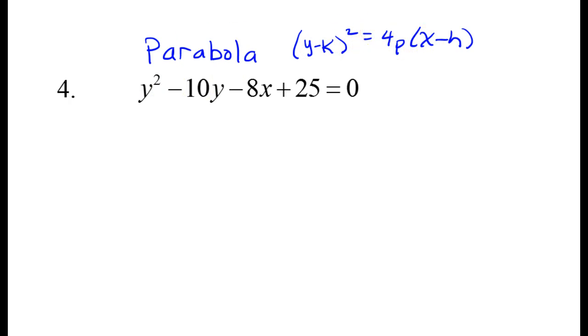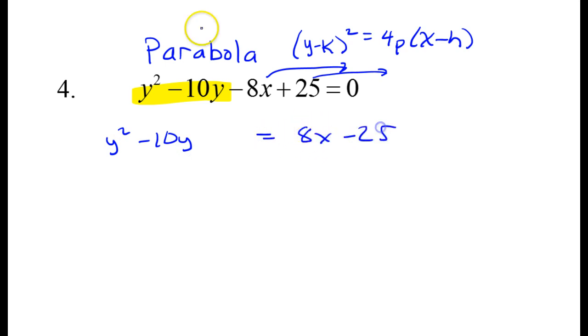To make this happen, I need to have the y terms on the left side of the equation, and I'm going to need everything else to go to the right-hand side of the equation. So this negative 8x and the 25, they both got to go. So I'm going to add 8x and subtract 25. That's going to give me y squared minus 10y is equal to 8x minus 25.